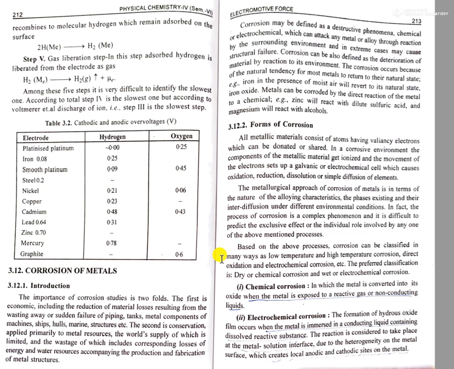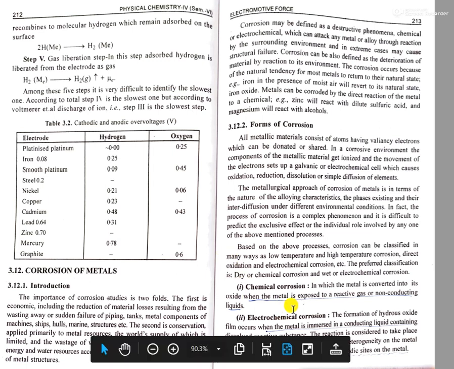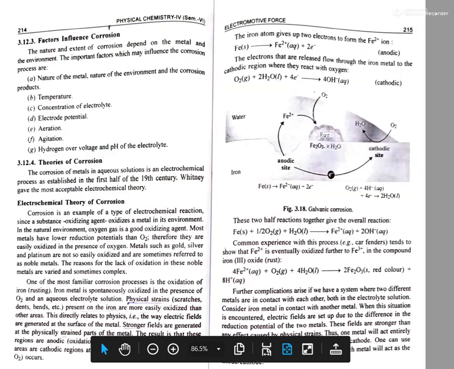These are localized areas over the metal surfaces where a certain part of the surface will act as an anodic part, and certain other nearby sites will act as a cathodic part. This will start the corrosion of the metals. So this is electrochemical corrosion.